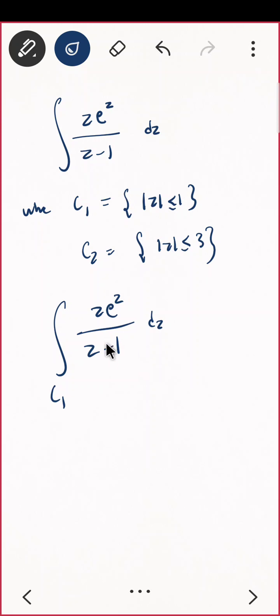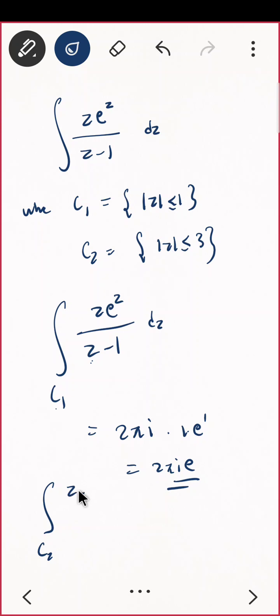Because the Cauchy integral formula says that if 1 is interior to C1 and z minus 1 is in the denominator, then the answer will be 2 pi i f of 1. F of 1 means 1 into e raised to 1. So the answer is 2 pi i e. Okay, what if I am putting over C2?